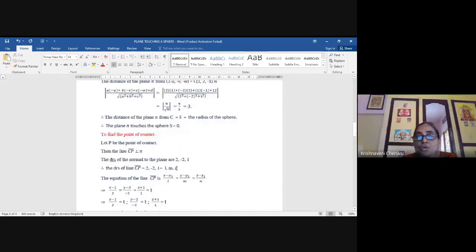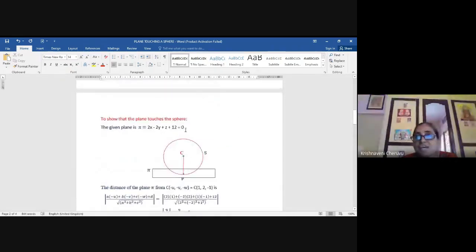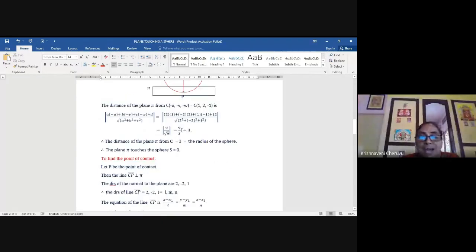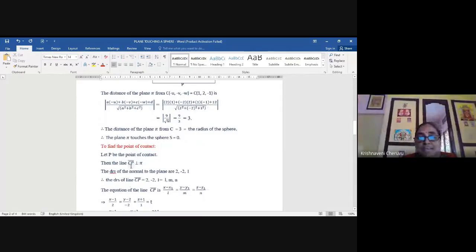So now, once you know the equation of the plane, you can say that this 2, minus 2, 1 are the DRs of the normal to the plane pi. 2 comma minus 2 comma 1 are the DRs of the normal to the plane. Here CP is normal to the plane pi, so CP being perpendicular to pi and 2, minus 2, 1 being the DRs of the normal to the plane, you are able to get the DRs of the line as 2, minus 2, 1. Let them be L, M, N.